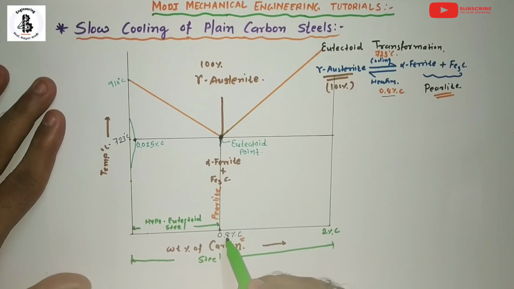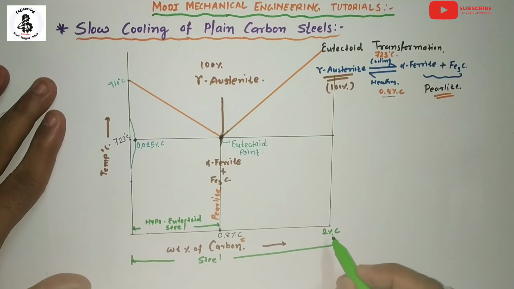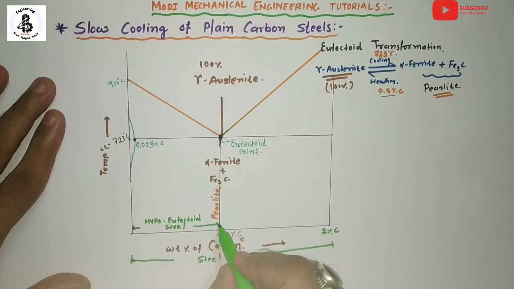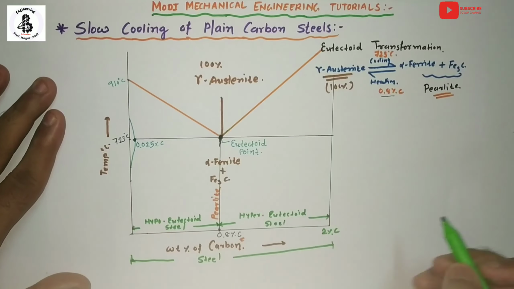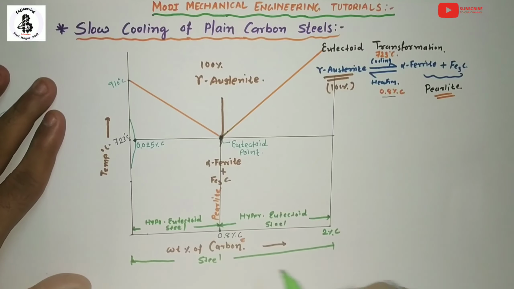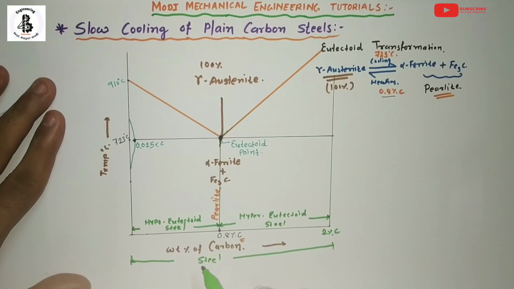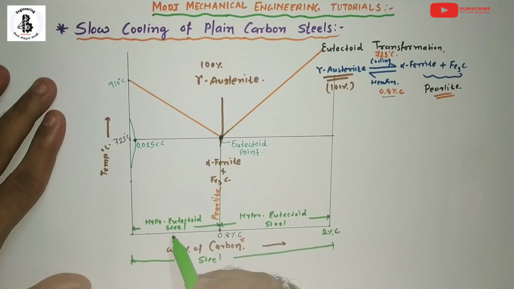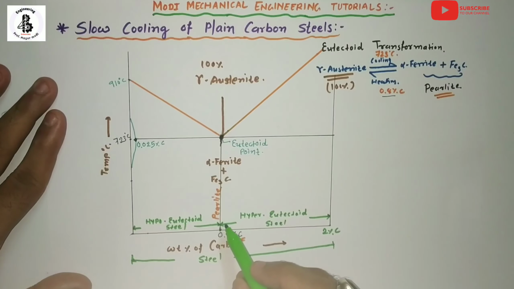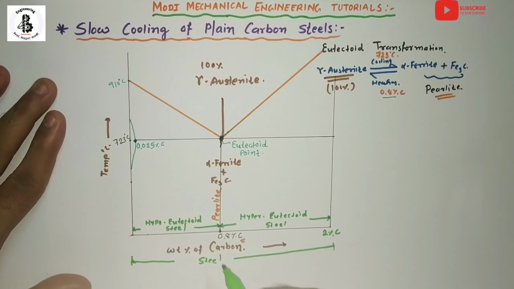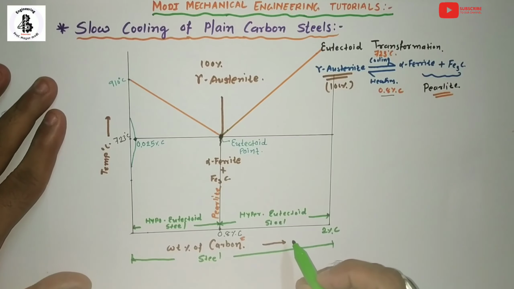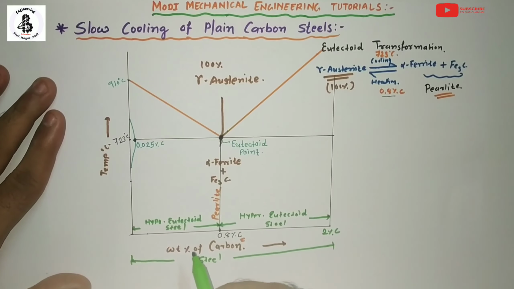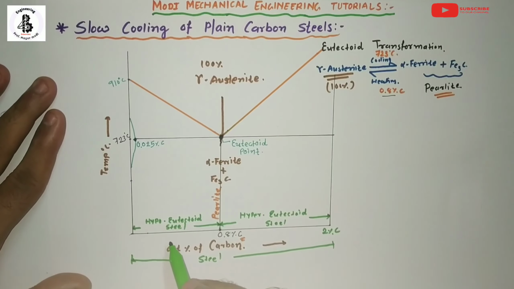So from 0.8% carbon to 2% carbon, that will be known as hyper-eutectoid steel. Now I will take different alloying points, which will be categorized by the hypo-eutectoid steels. Then we will be discussing the pearlitic transformation, or you can say eutectoid steel, and one more point in between, the hyper-eutectoid steels. So let's start with the hypo-eutectoid steel.